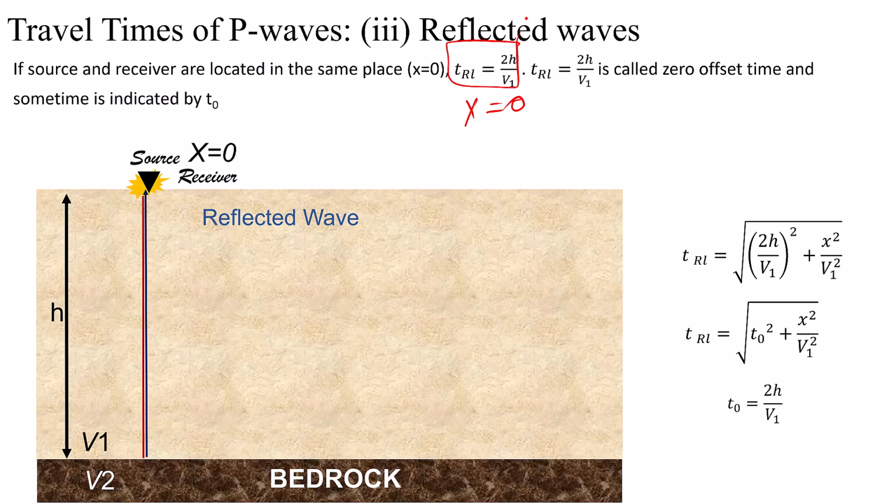So 2h over v1 is indeed the zero offset travel time. It is for the scenario where the source and receiver are at the same location. So the zero offset travel time is t0, and this is given by 2h over v1.